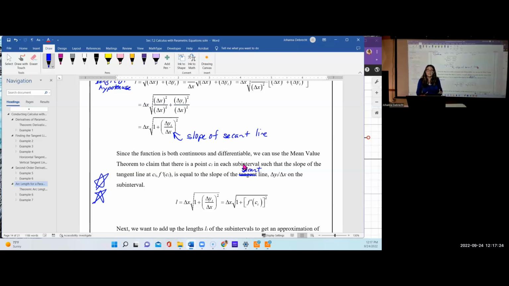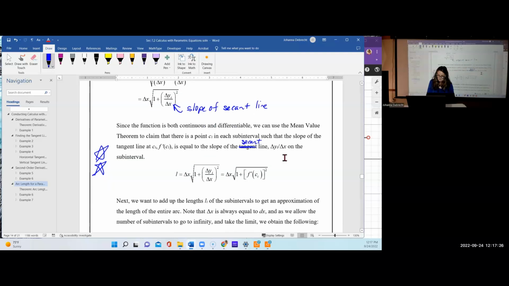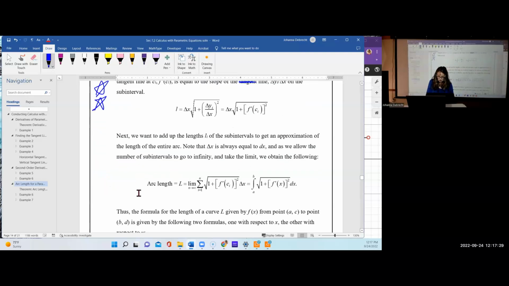Now we're going to add up the lengths of all the subintervals to get the length of the entire curve, or the entire arc. We'll call that uppercase L for arc length. This is going to be the sum of all the little lengths. So we have this square root here, 1 plus f prime of c sub I quantity squared, times delta x, and we're going to take the sum of all of them. Then we take the limit as the number of partitions goes to infinity, which means the width of each partition is going to 0. It's the same idea: you can either say the number of partitions goes to infinity, or you can say delta x goes to 0. Two halves of the same coin.